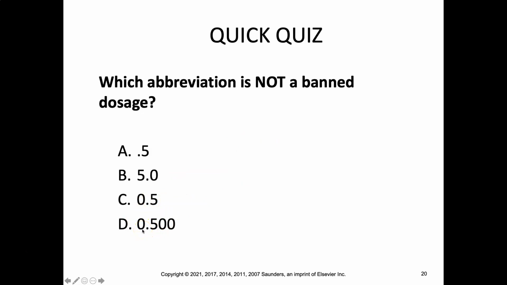Why would D be banned? You have the leading 0, you have the decimal point, and you have the 5. But you don't need these following zeros. They only confuse the matter. They don't simplify it. They don't keep it easy to understand or read. This one's out as well. So the correct answer here is C. C is not a banned dosage. Do you understand why A went out? No leading 0. And then we had a trailing 0 here. And then we had 2 more trailing zeros here. So that is why C is correct.